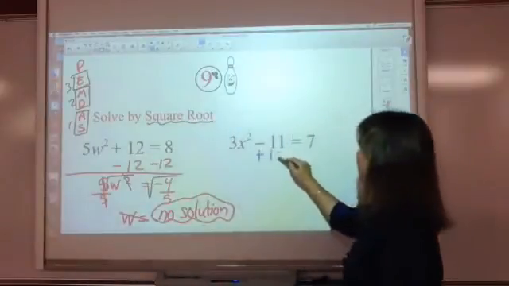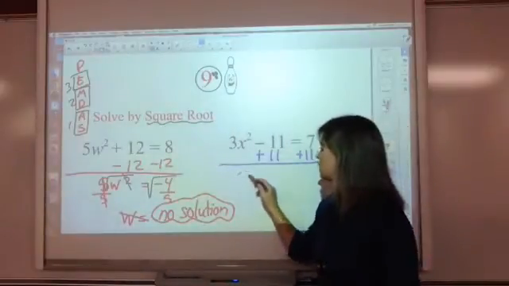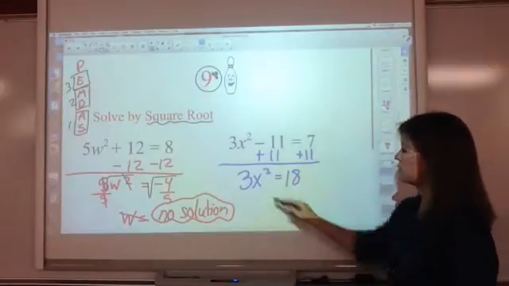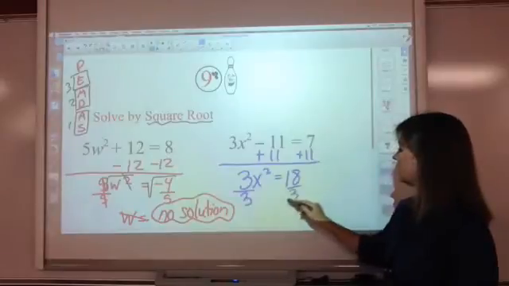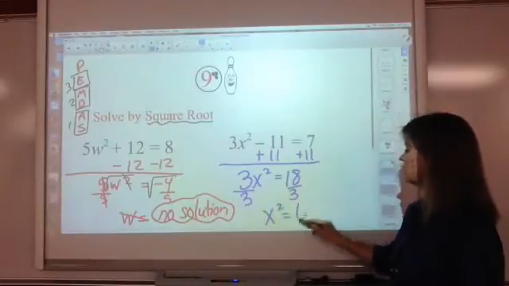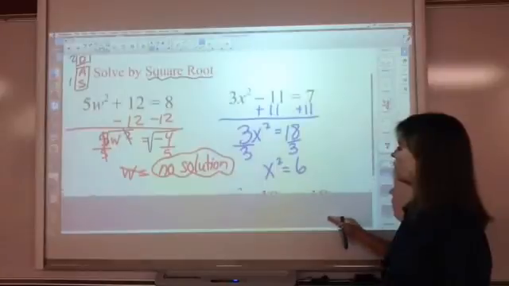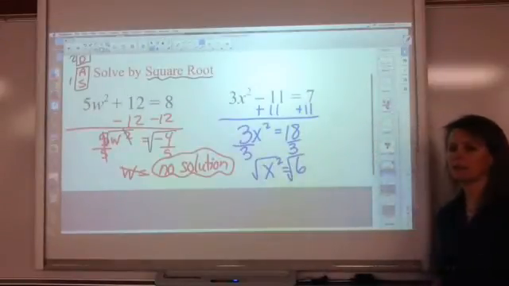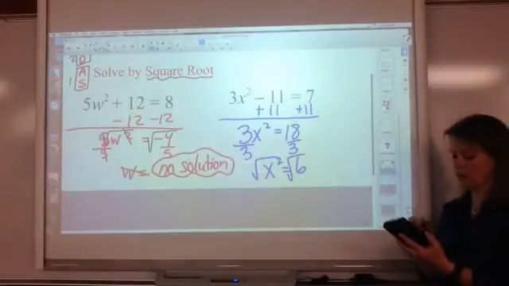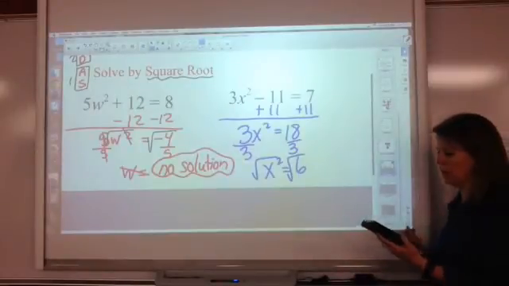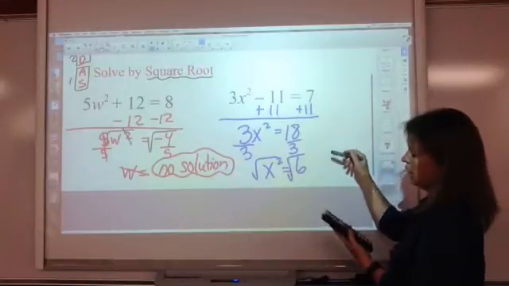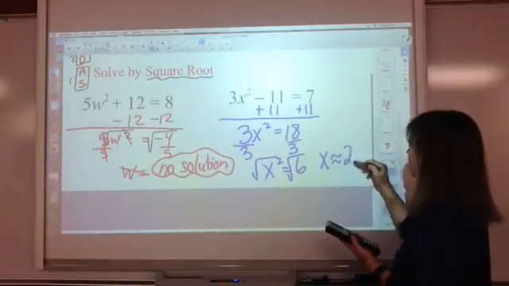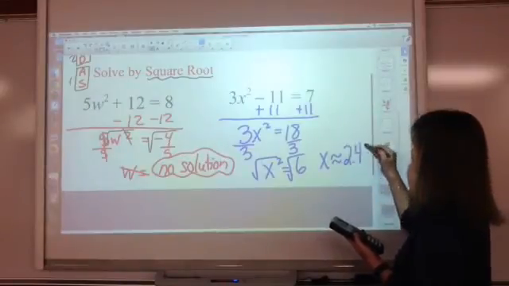Over here, we're going to add 11 to both sides. 3x squared equals 18. Adding and subtracting first. Division comes next. X squared equals 6. Square root comes next. The square root of 6. Use a calculator for that one. Rounded to the nearest hundredth, it was 2.449, which means x is approximately 2.449 or 2.45.